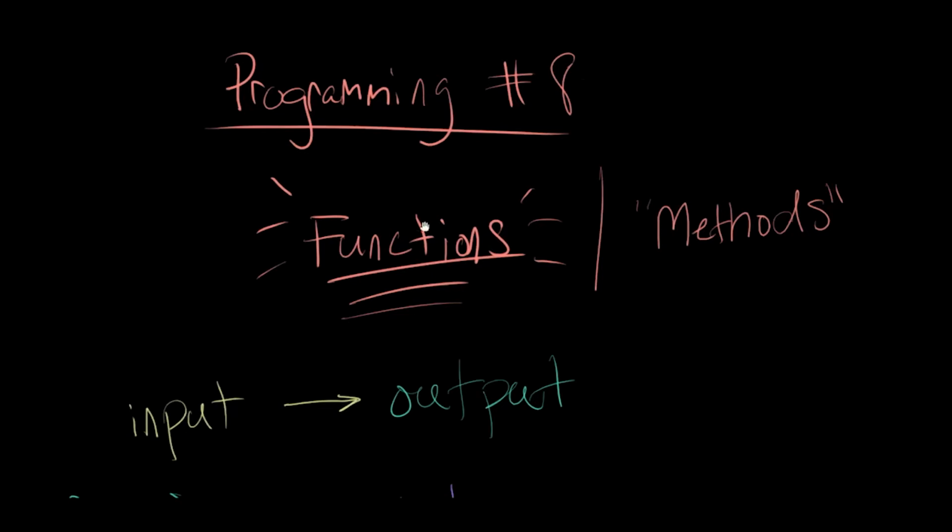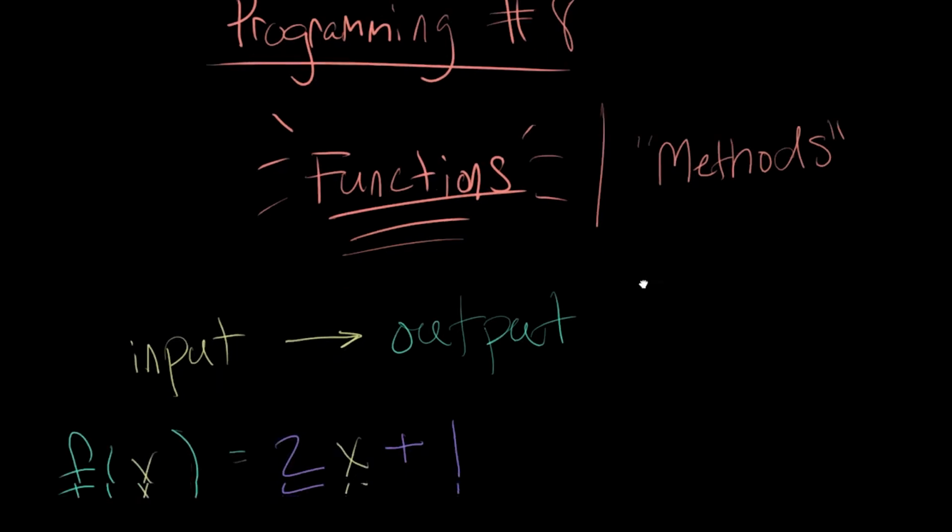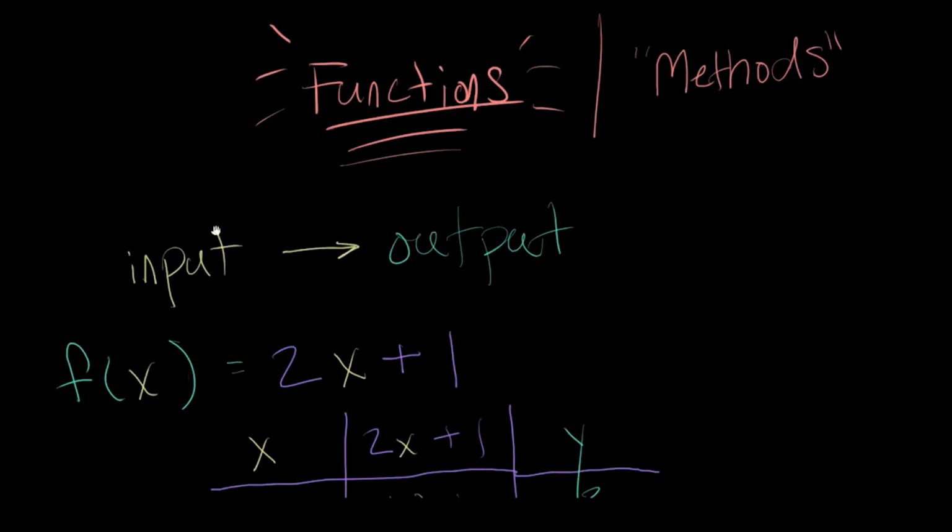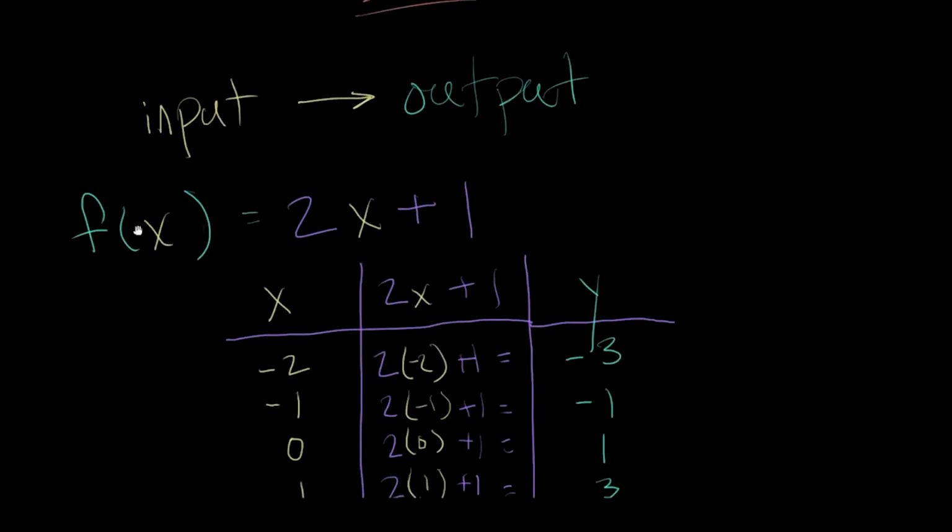We're going to be talking about functions. They're also called methods, but we'll call them functions for now. A function is just taking an input, doing stuff to that input, and producing an output. In math we've seen functions, denoted as f of x, where x is the input, whatever's in the parentheses. On the other side of the equation we define how we're going to manipulate that input. In this case we're doubling x and adding 1.